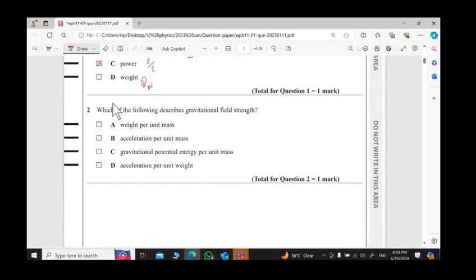Second question is: which of the following describes the gravitational field strength? Gravitational field strength actually is the force exerted by any planet on the unit mass. So force means the weight. So we have weight equals mg, or g equals weight over m, and weight is a force. So force over m. So the gravitational field strength definition is force per unit mass or weight per unit mass. So in this case, we have the correct option, weight per unit mass, because this is the proper definition of the gravitational field strength, force over mass.